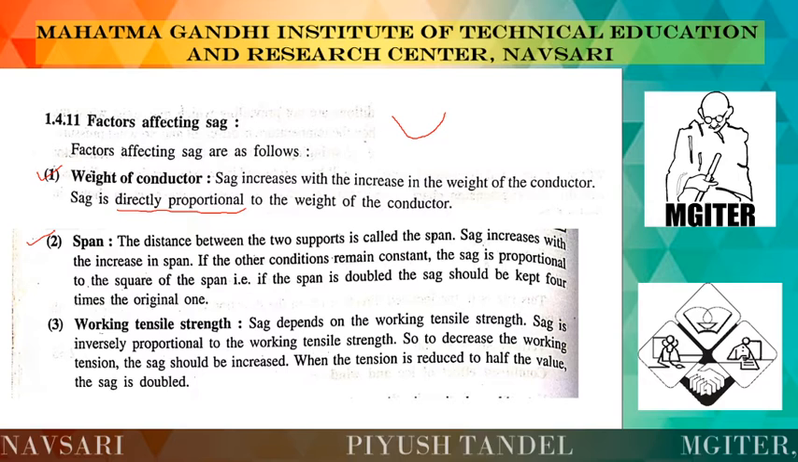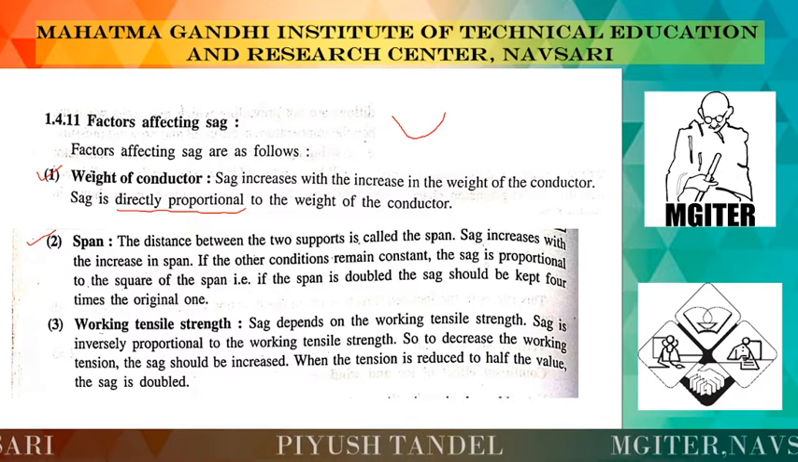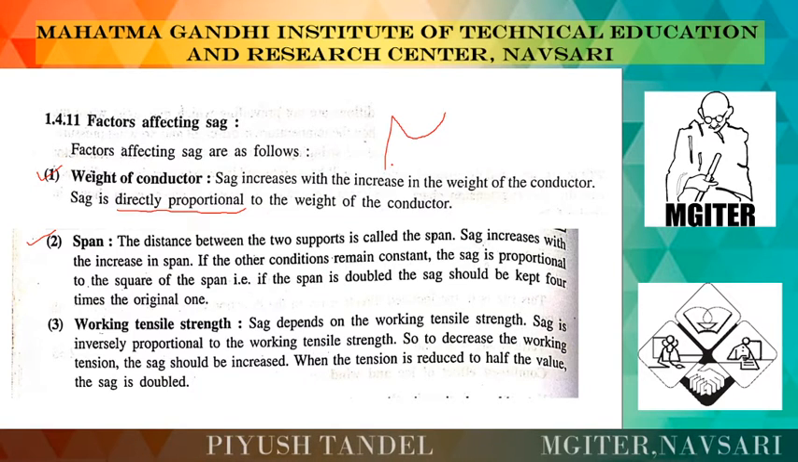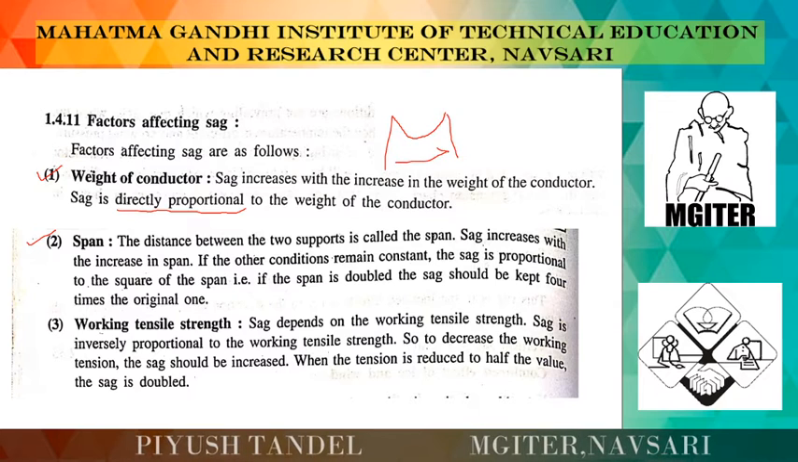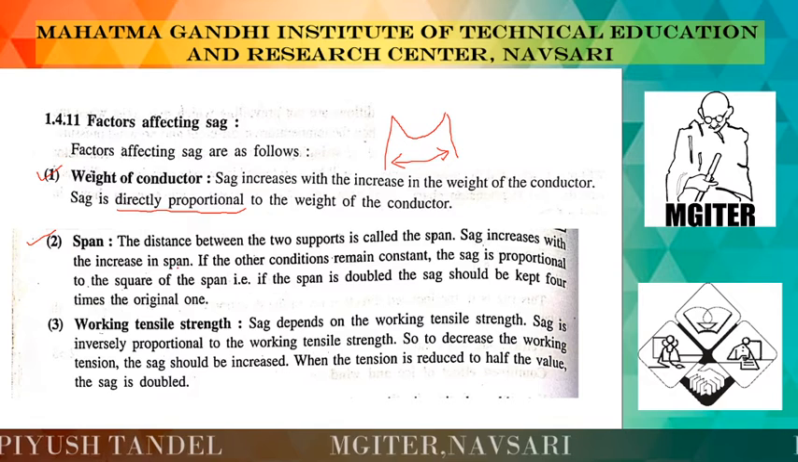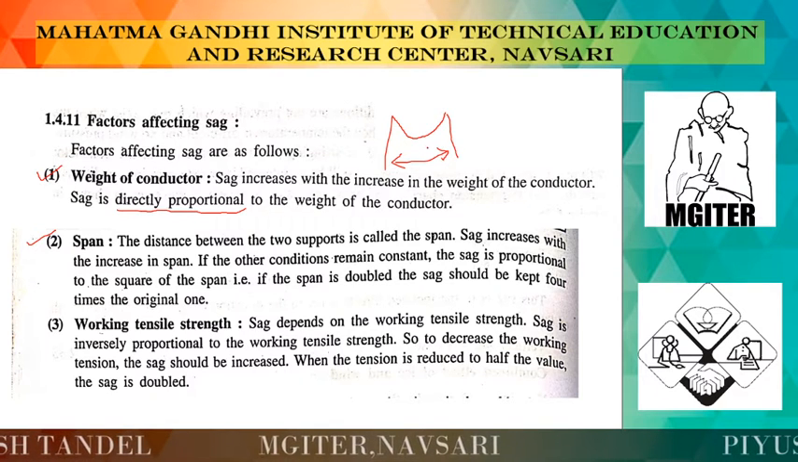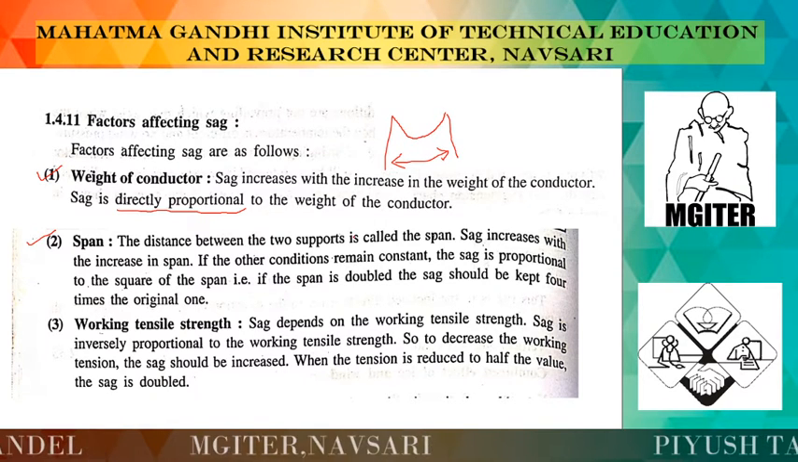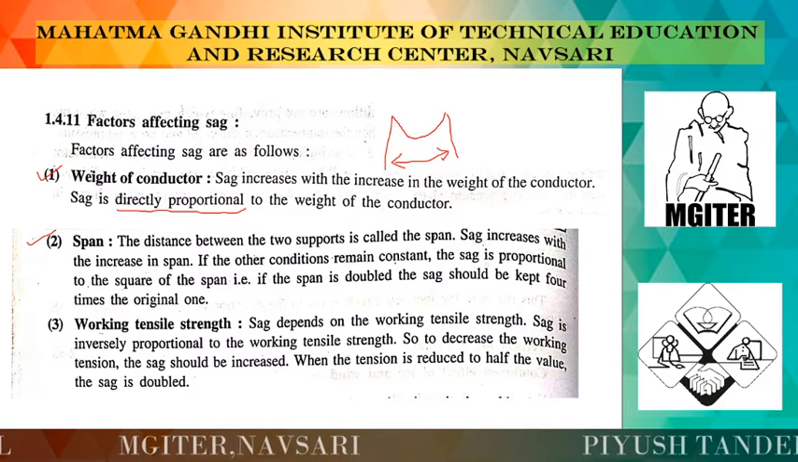Okay. Next, that is the span. So the distance between two supports, that we already studied, is called a span. And sag increases with increase in the span. So if we are increasing this distance between two poles, at that time the sag is going to be increased if the other conditions remain constant.